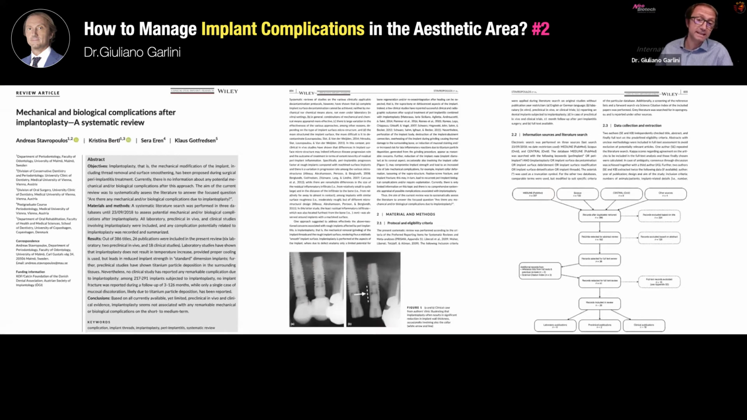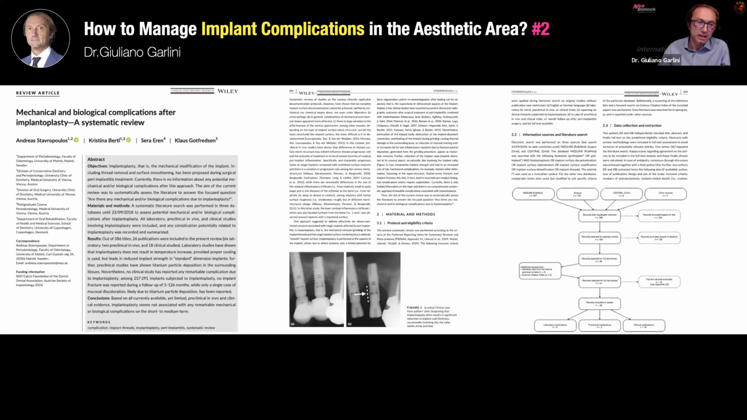The implantoplasty is very important because with this kind of approach, you can clean the threads of the implant very well, and you can almost eliminate all the threads of the implant. But we must consider that this is a very dangerous approach. Why? Because as Andreas Stavropoulos has analyzed in a very interesting review, with this method, you can reduce the amount of titanium of your implant.